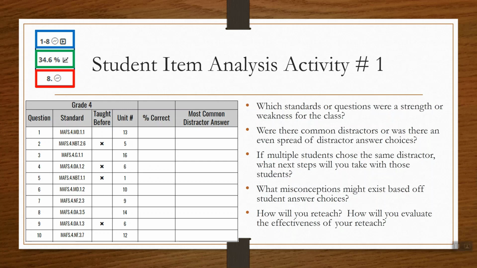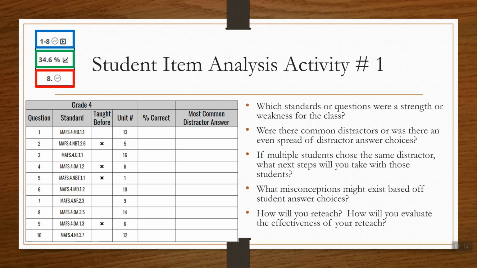If multiple students choose the same distractor, what next steps will the teacher take for those students? This type of question is important as it helps the teacher look at the percentage of students choosing an incorrect distractor and determine if the reteach should be whole group or small group or some other form.